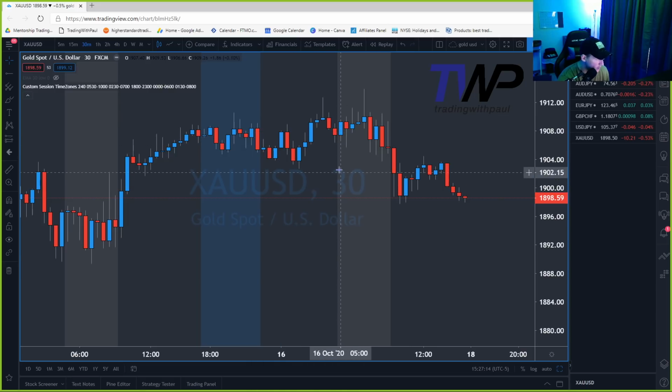Being aware of those session opens is also really important, because otherwise, if you got in here or here, you know there's volume coming in that is going to be stronger than these candles. Just let that happen, and then jump in. All right, so those candles right there that I just highlighted.